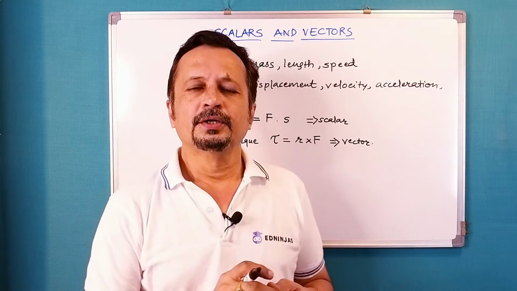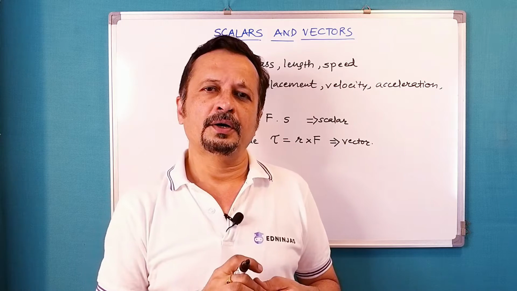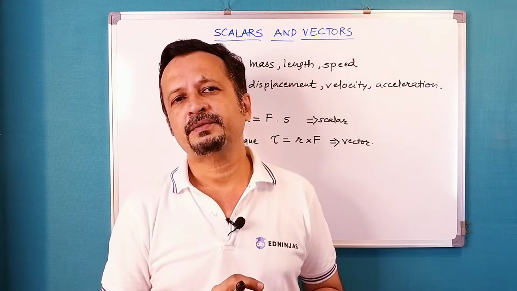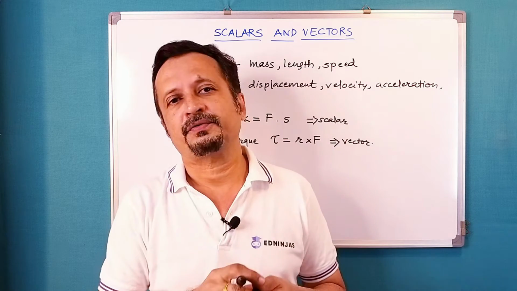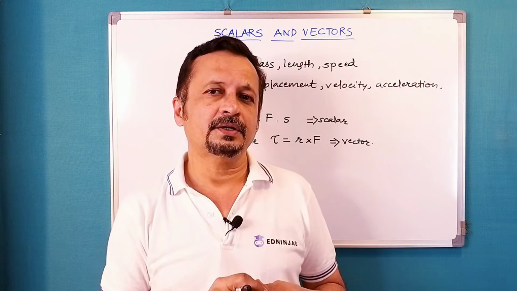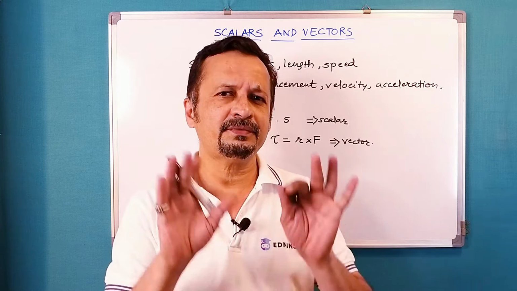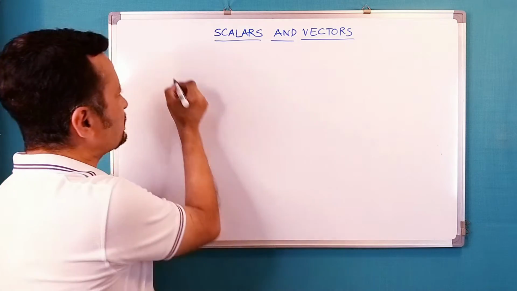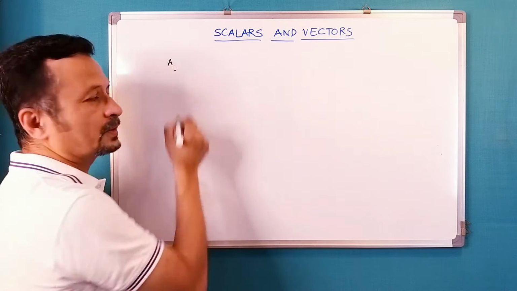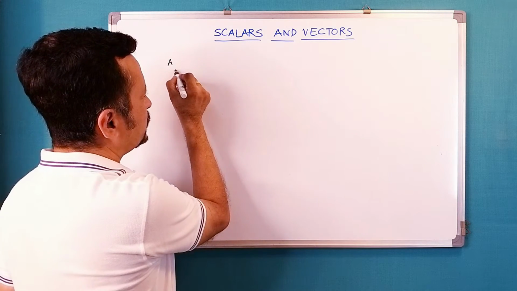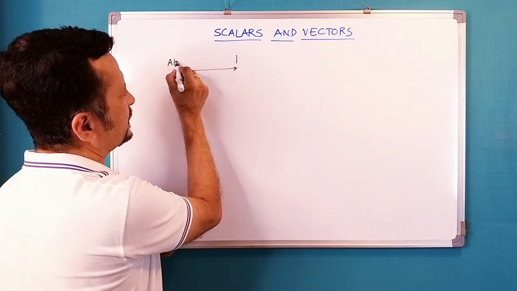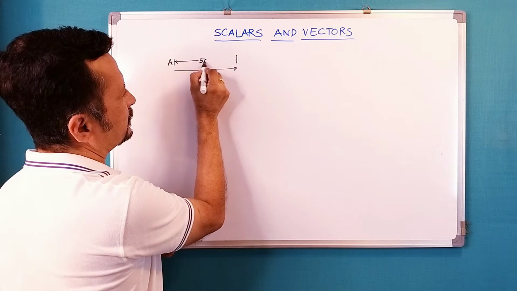So these things we will study in detail later, but for now let us see what is addition of vectors. As I already said, two vectors can be added if they are of the same type. I'll take a simple example. I am standing at point A, I walk towards east, and I walk through a distance of, let us say, 50 meter.